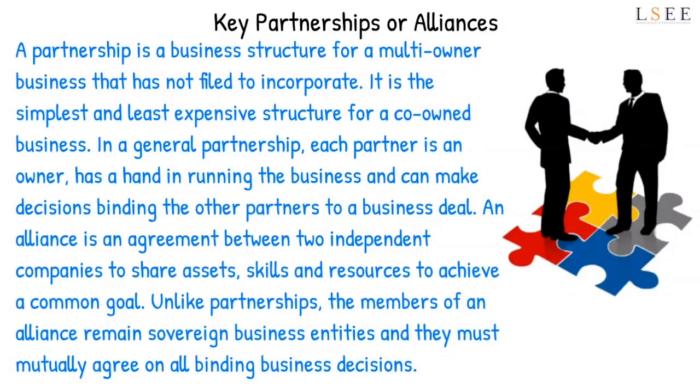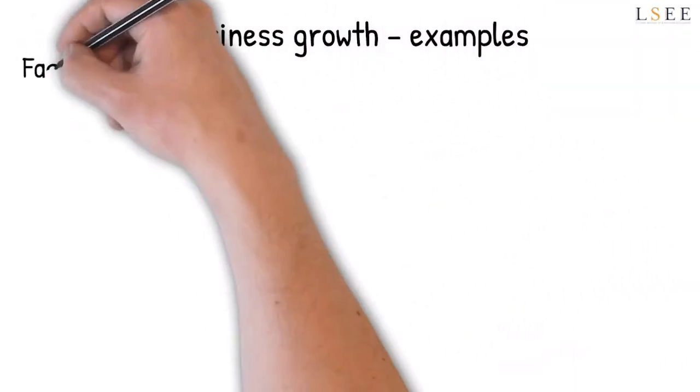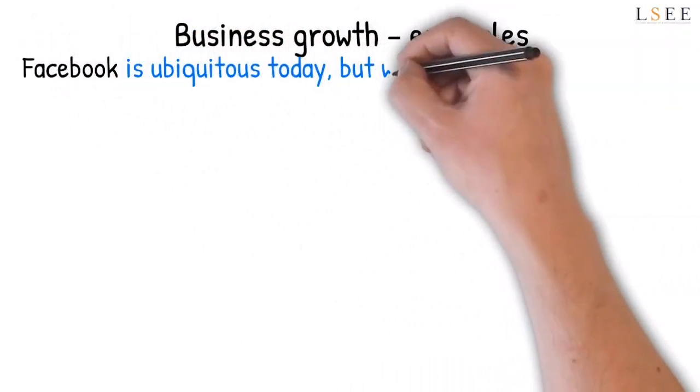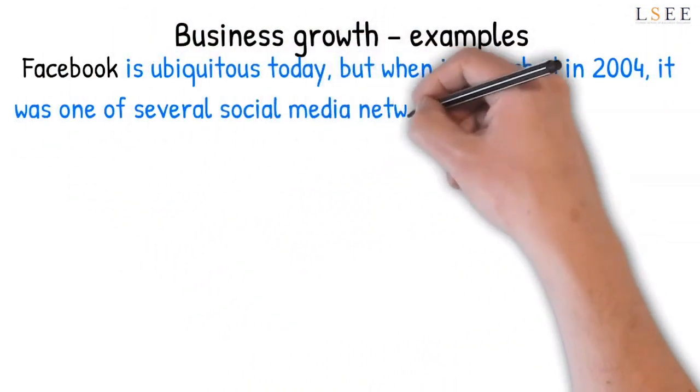Business growth. Examples. Facebook is ubiquitous today, but when it launched in 2004, it was one of several social media networks.